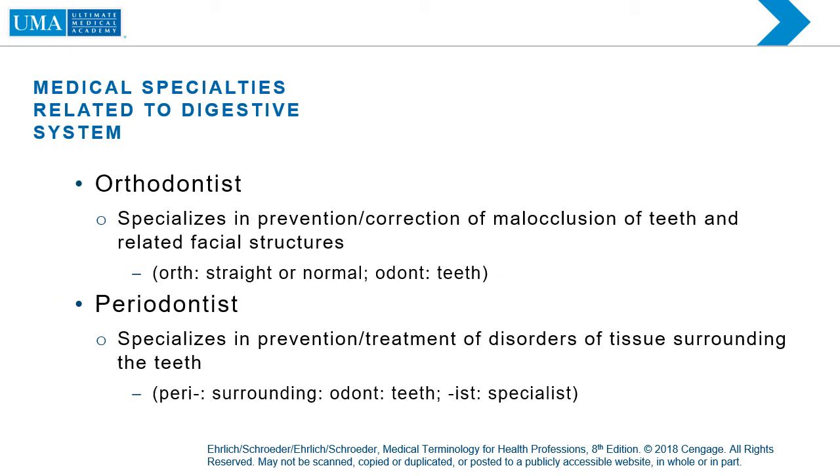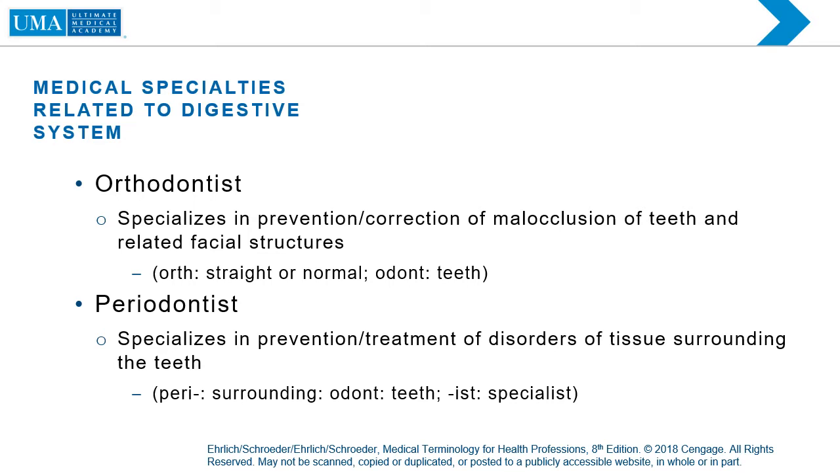Sticking with the theme of the oral cavity, we also have an orthodontist. And an orthodontist is a dental specialist who prevents or corrects malocclusion of our teeth and also related facial structures. So orth, if we were to break this word down, would mean straight or normal. Odont means teeth, and then ist is just referring to the specialist.